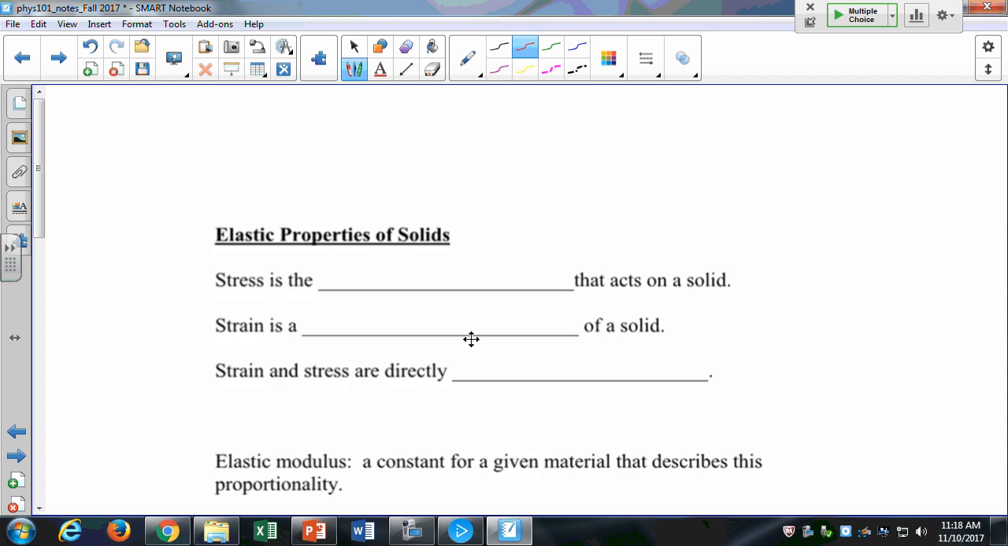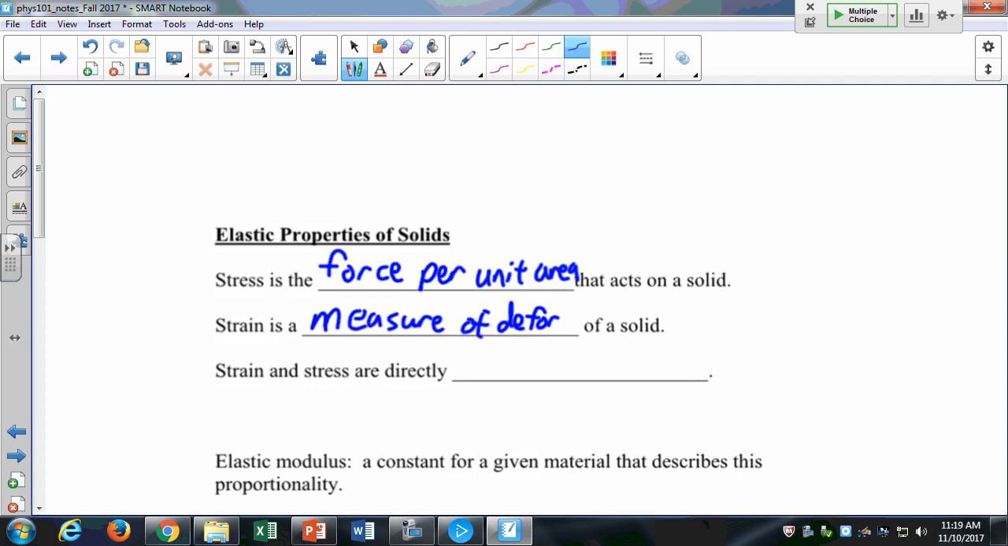Let's see, elastic properties of solids. You'll have some problems in the workbook dealing with this, and you do need to know what stress and strain are. Stress is the force per unit area that acts on a solid. And then strain is a measure of deformation of a solid. So stress causes strain. When you stress an object, it causes strain in that object. And I'll show you what that means, like in a linear scheme.